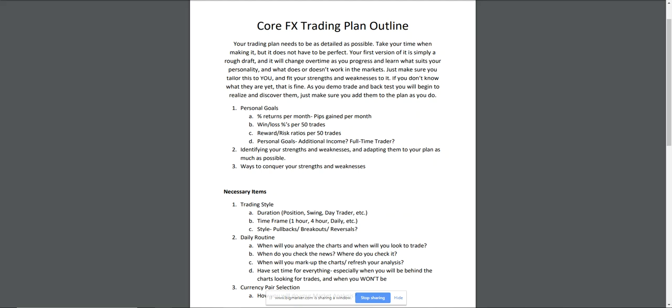I've tried the Asian session, I've tried the London session, I've tried the US session, I've tried all three at once, I've tried just news events, I've tried them all, and I've slowly but surely tweaked and adapted and adjusted, and I continue to adjust it.